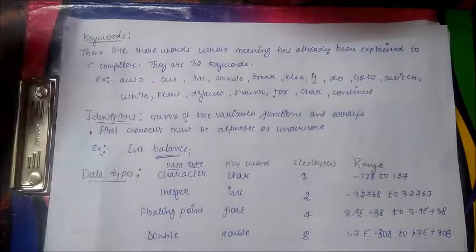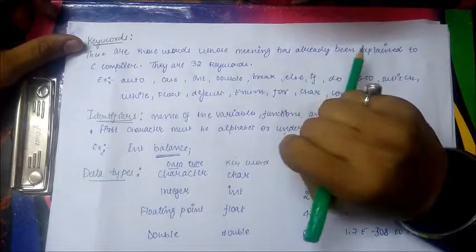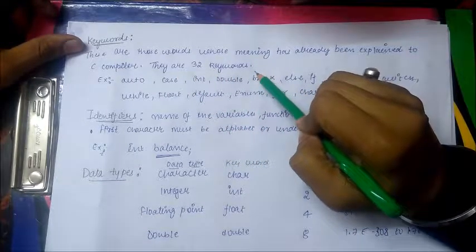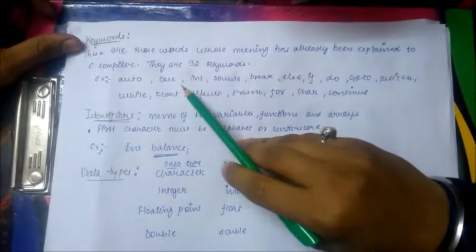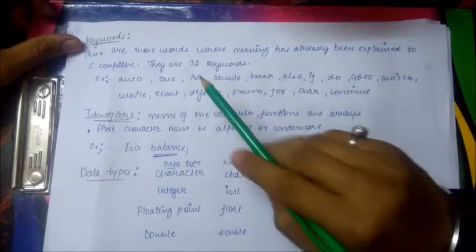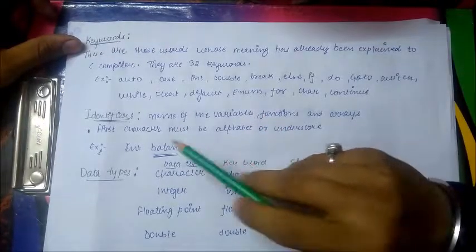So first are our keywords. Keywords are those words whose meaning has already been explained to the C compiler. There are 32 keywords, for example auto, case, int, double, break, else, if, do, etc. These are the basic keywords that we use in our programming.